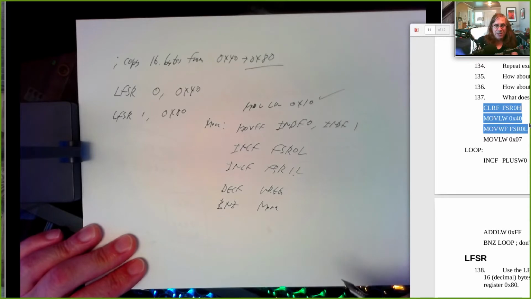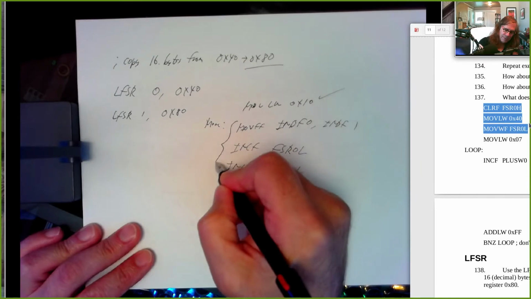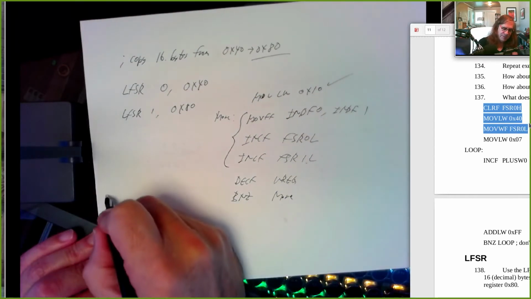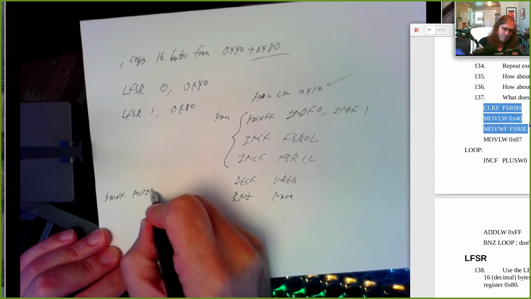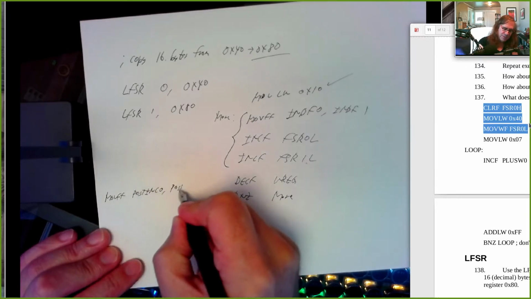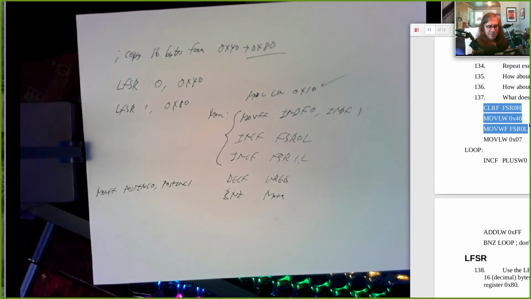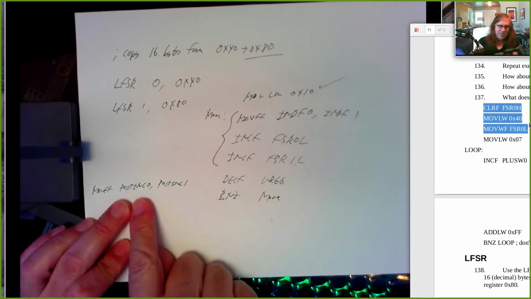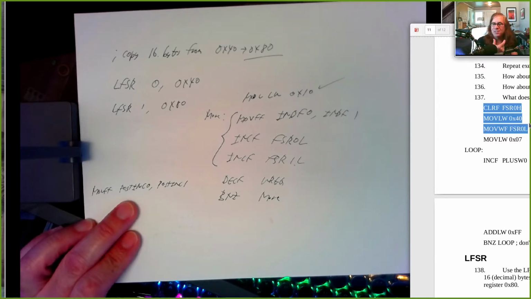And then, instead of doing this, you can do it in one instruction, which is just move FF postinc 0, postinc 1, as someone said in chat. This says read FSR 0L, FSR 0H, treat them as a 12-bit number. Whatever that 12-bit number is, that's the address of the file register I want to read from.